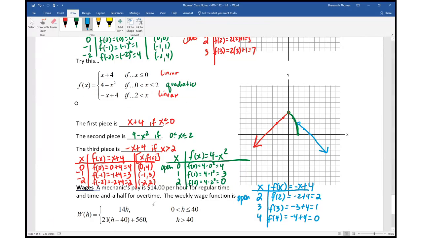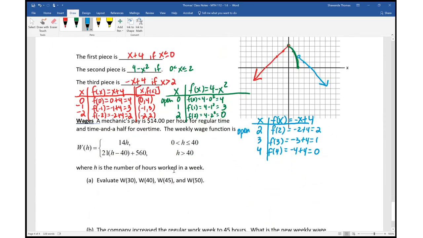All right, let's go to an application problem. It says a mechanic's pay is $14 per hour for regular time and time and a half for overtime. The weekly wage function is W of H. What do you think W stands for here? Probably weekly wage, right? H, what do you think H stands for here? Probably hour. So look here. If the mechanic works 0 to 40 hours, then he makes $14 times the number of hours.